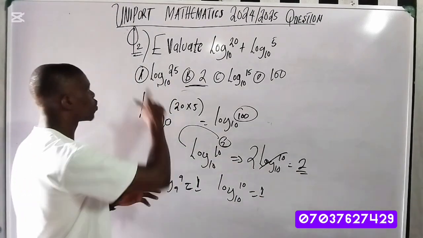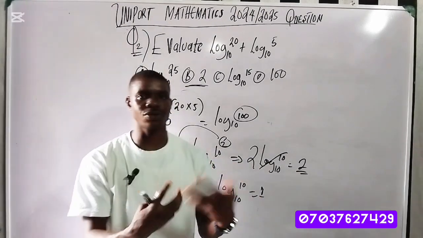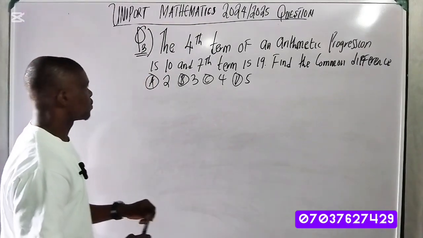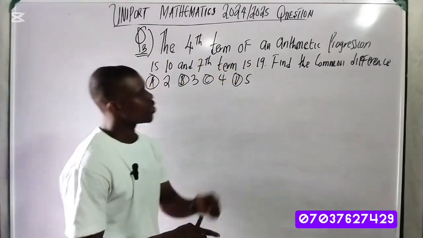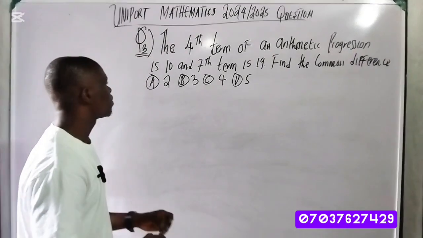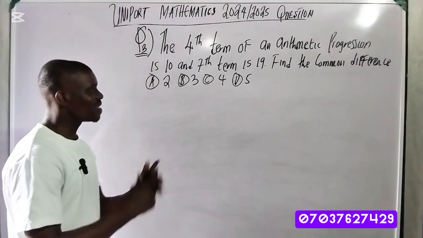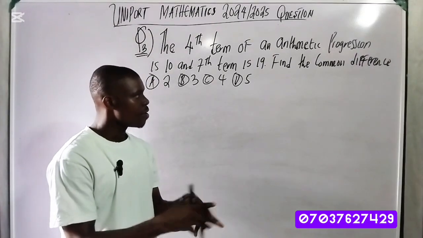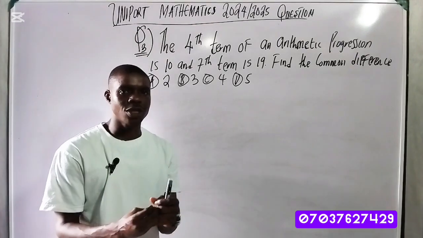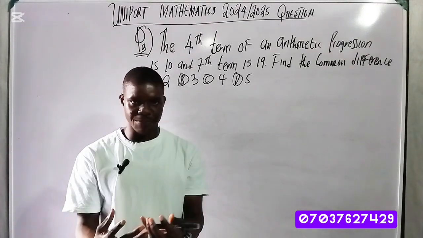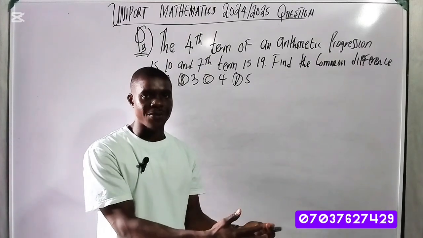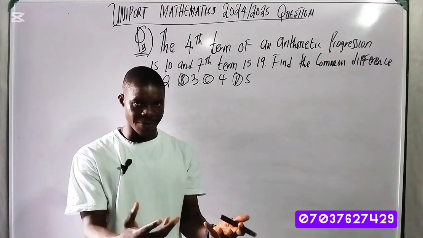Now that you are done with question 2, let's move to question 3. Let's look at the third question. The fourth term of an arithmetic progression, we call AP, is 10, and the seventh term is 9. Find the common difference. This one is under sequence, where we have AP and GP, the nth term of AP, and the sum of AP.